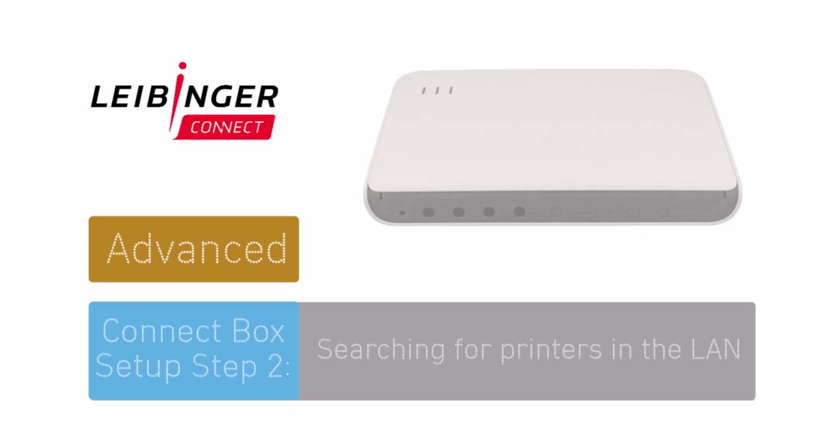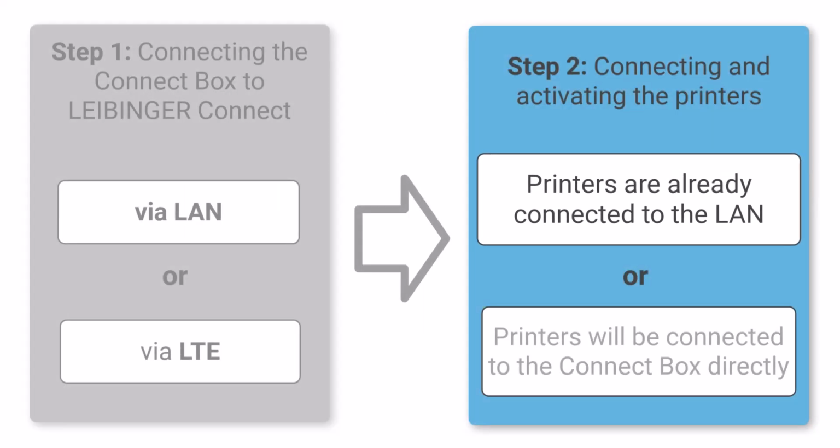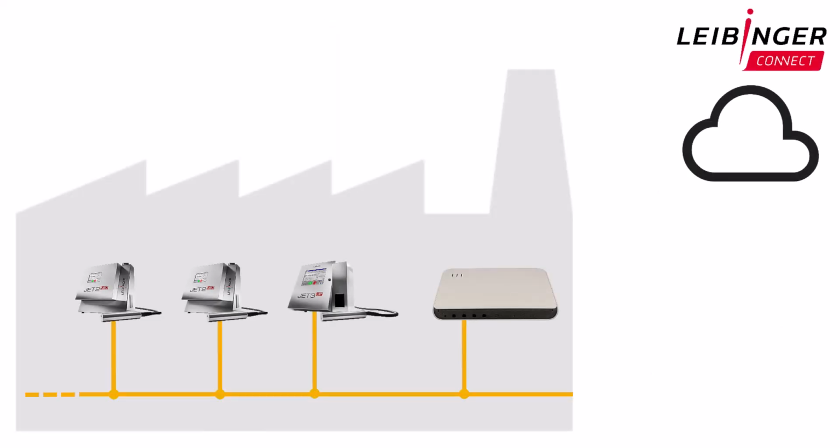In this video, I will show you how to perform Step 2 of the Connect box setup, searching and activating printers in your local network. Prerequisite for Step 2 is that you have activated the Connect box in LEIBINGER Connect. It does not matter whether you have established the connection to the internet via the local network or via the LTE stick. In this example, the Connect box is connected to the internet via the local network.